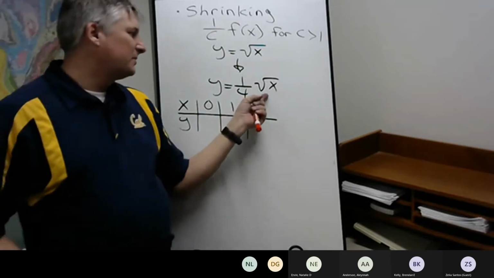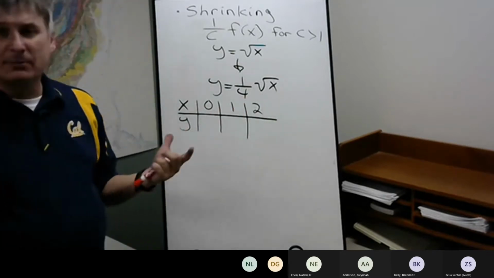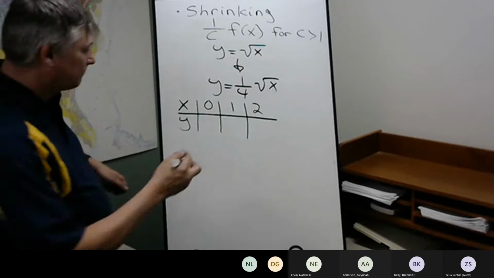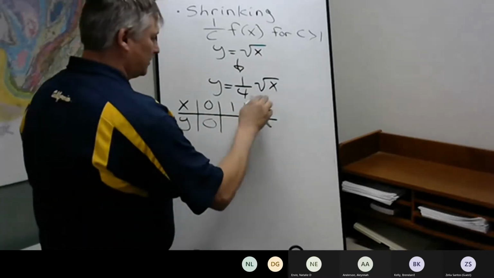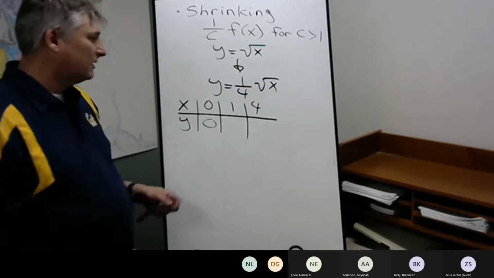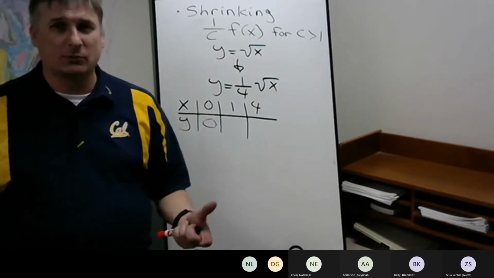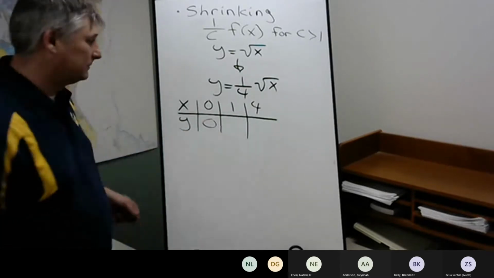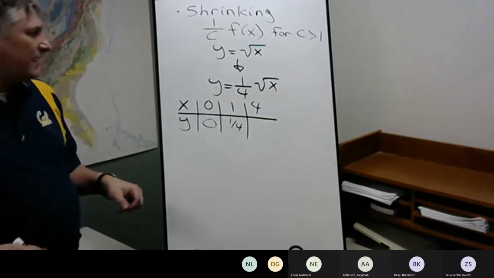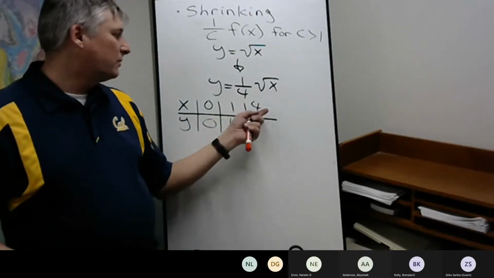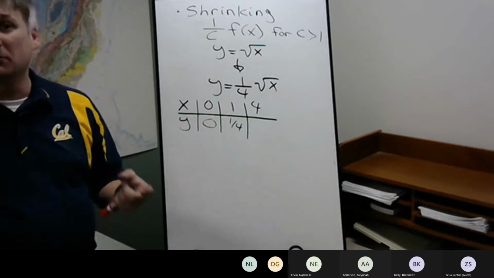So again, x and y. Square root of 0 is 0. 0 times 1/4, still 0. Square root of 1, oh sorry, not 2, let's go 4. Square root of 1 is 1. 1 times 1/4 is 1/4. And then finally, square root of 4 is going to be 2. 2 times 1/4 is 1/2.